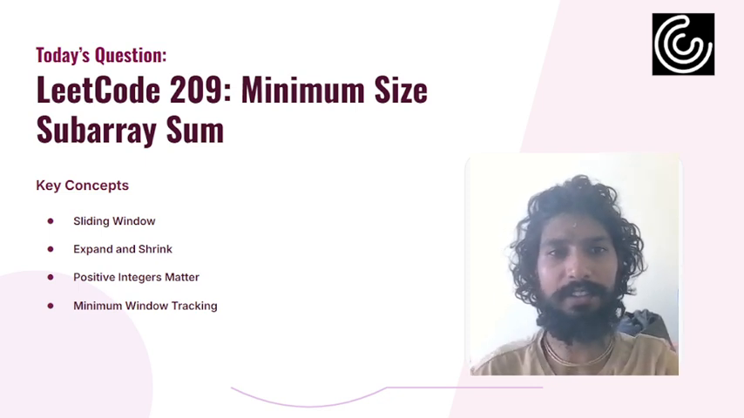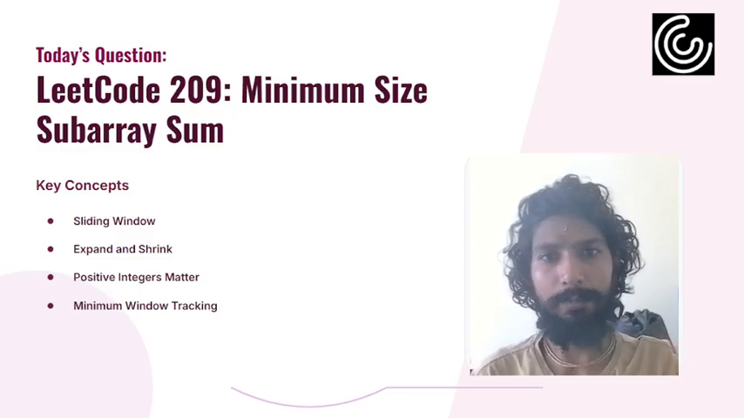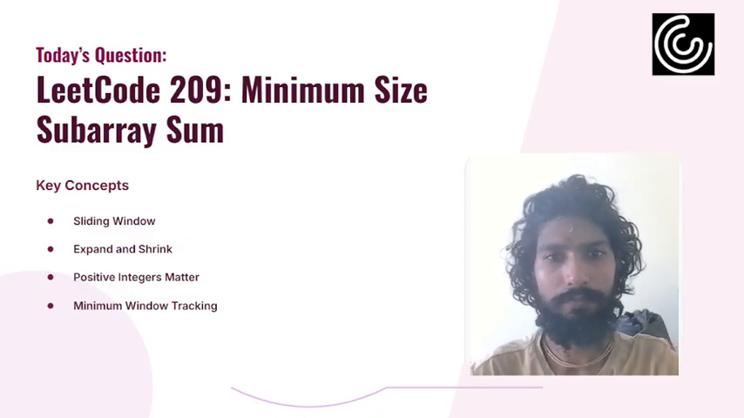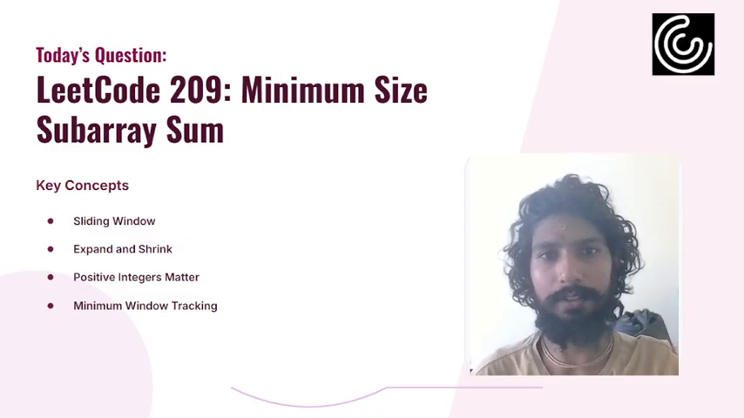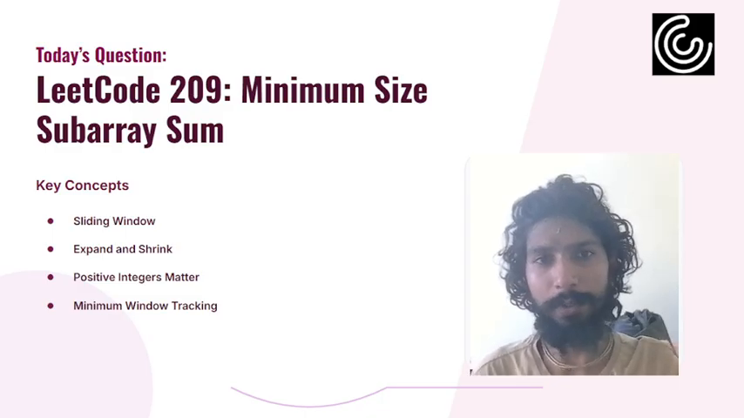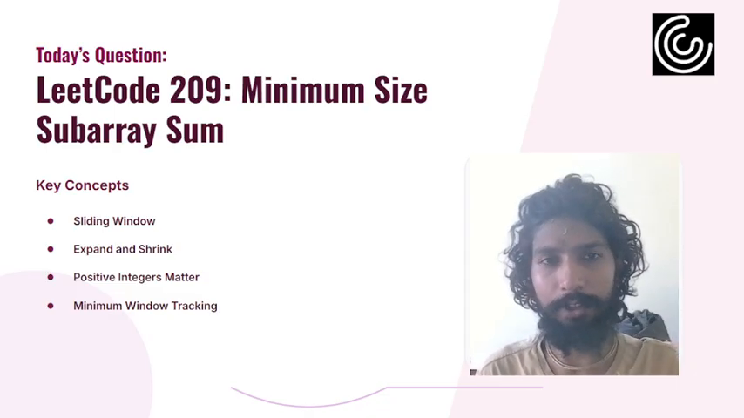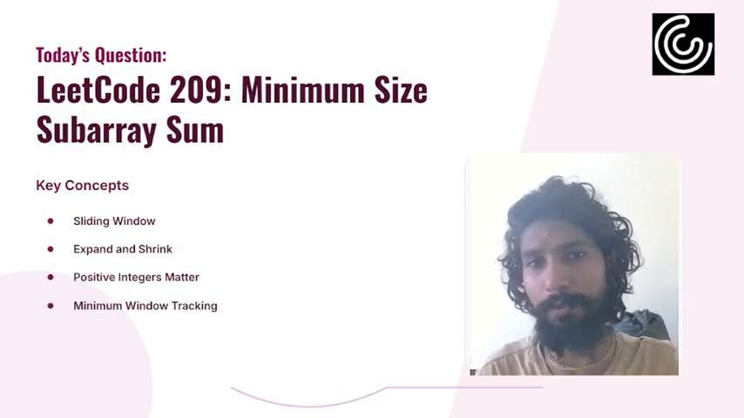Today we'll be solving LeetCode 2009, minimum size subarray sum. We'll learn these key concepts. In the sliding window, we need to maintain a dynamic contiguous section of the array instead of checking every possible subarray. This is the sliding window technique we used in the previous video also. Here the sliding window will not be a fixed size.